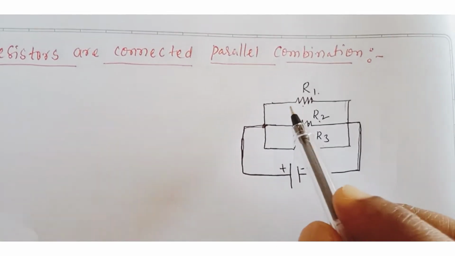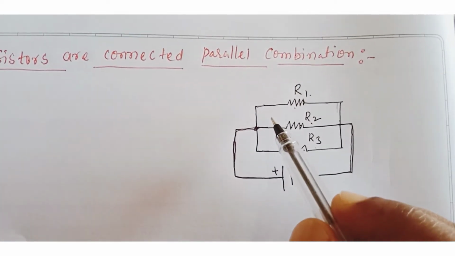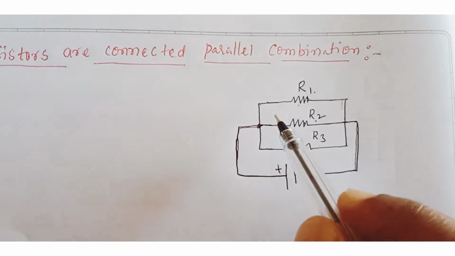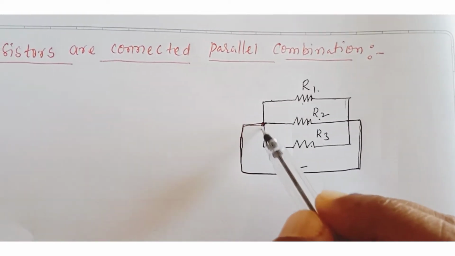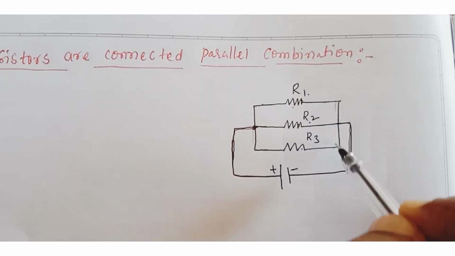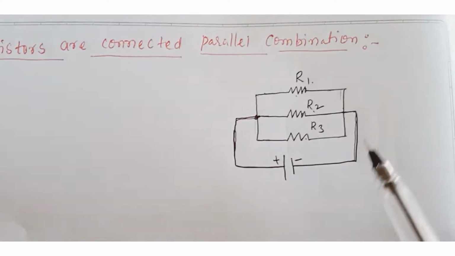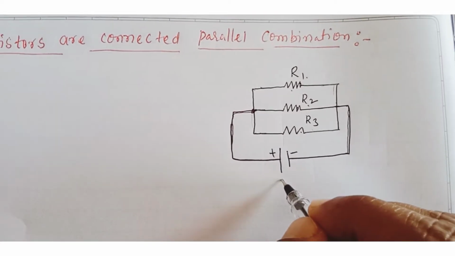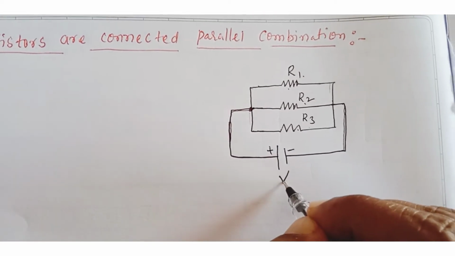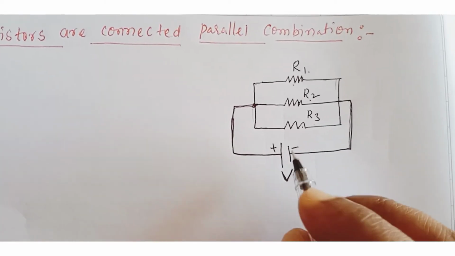Once again, connect the resistors in parallel by joining their one ends to one terminal of the battery, and the other ends to another terminal of the battery. This combination is known as parallel combination. The battery of EMF or voltage is V. Observe, students.